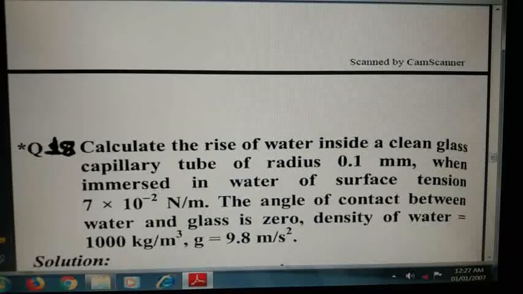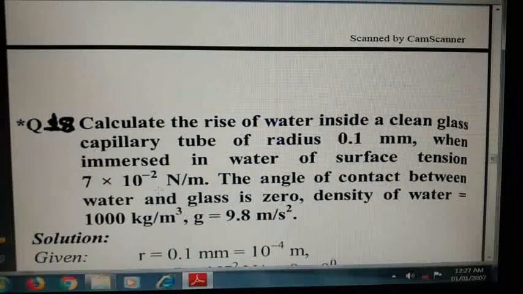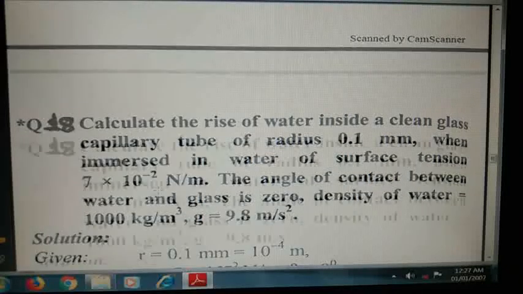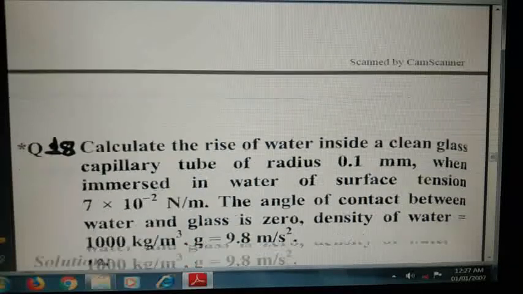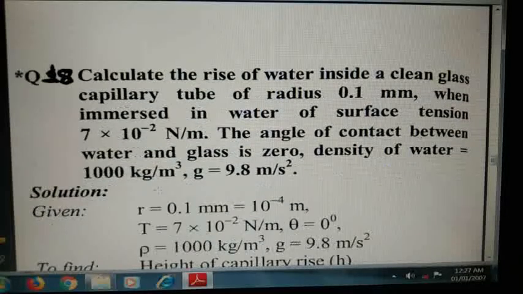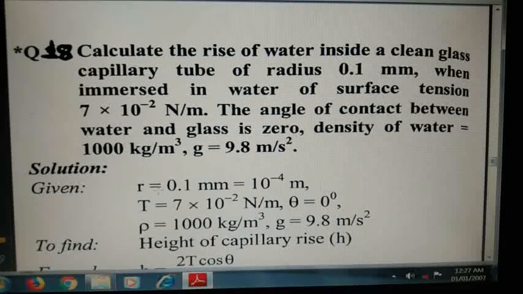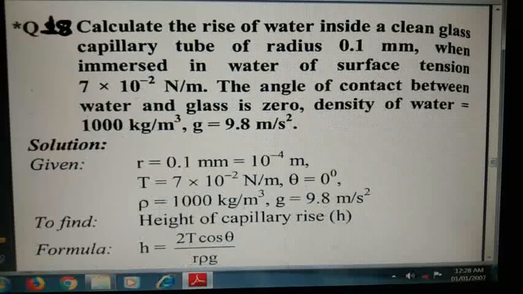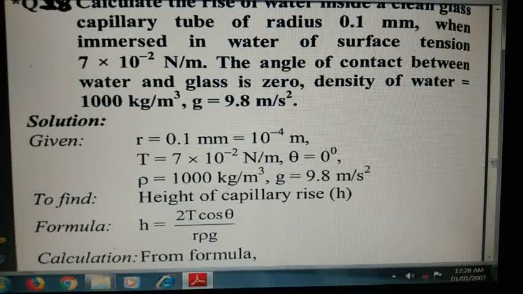Now next problem, calculate the rise of water inside a clean glass capillary tube of radius 0.1 millimeter, when immersed in water of surface tension 7 into 10 to the power minus 2 Newton per meter, the angle of contact between water and glass is 0. Density of water is given 1000 kilogram per meter cube. Value of G is given 9.8 meter per second square.